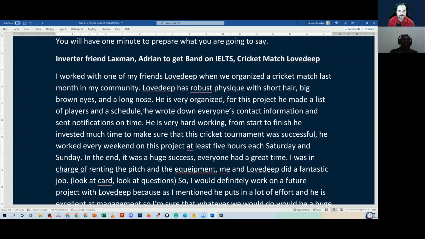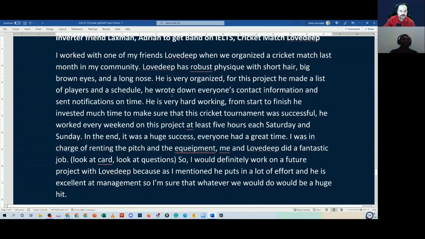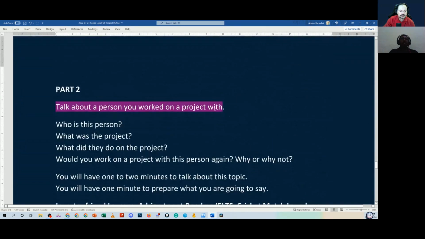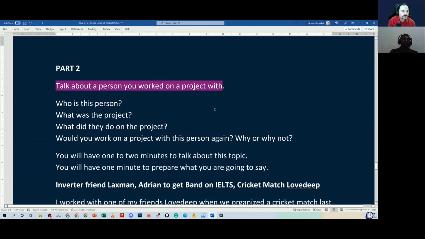He's very hardworking because he managed all this event entirely on his own, but I also helped him with renting the pitch and also the equipment for players. So he actually put lots of effort into this project. He worked 6 days a week. So this event was very successful.